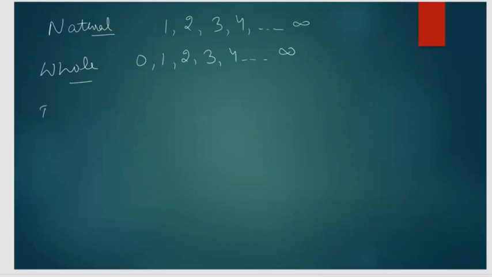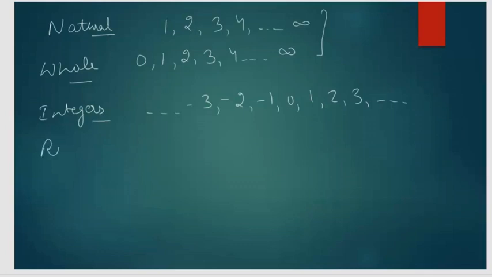After whole numbers, it comes as the integers. Now, integers. You can see here all the numbers are positive, right? But when we include the negative numbers in the whole numbers, that will become integers. Now natural, whole and integers are done. Next comes the rational numbers.